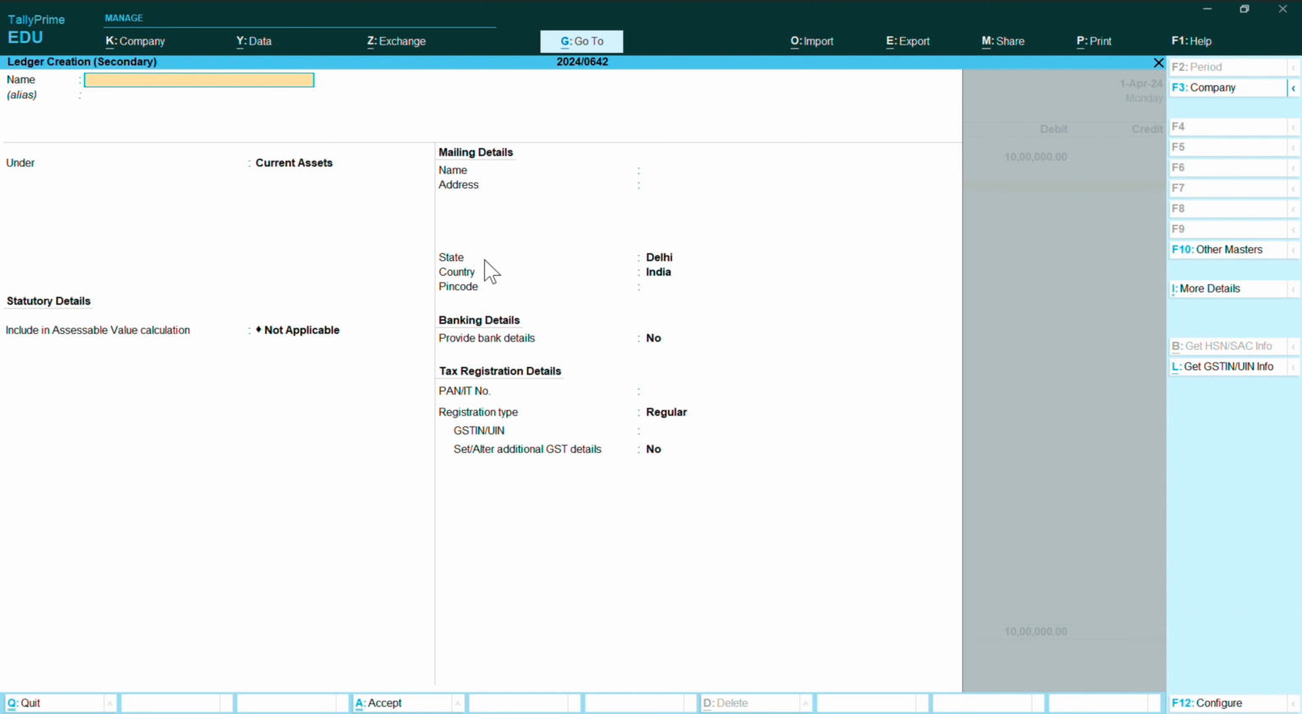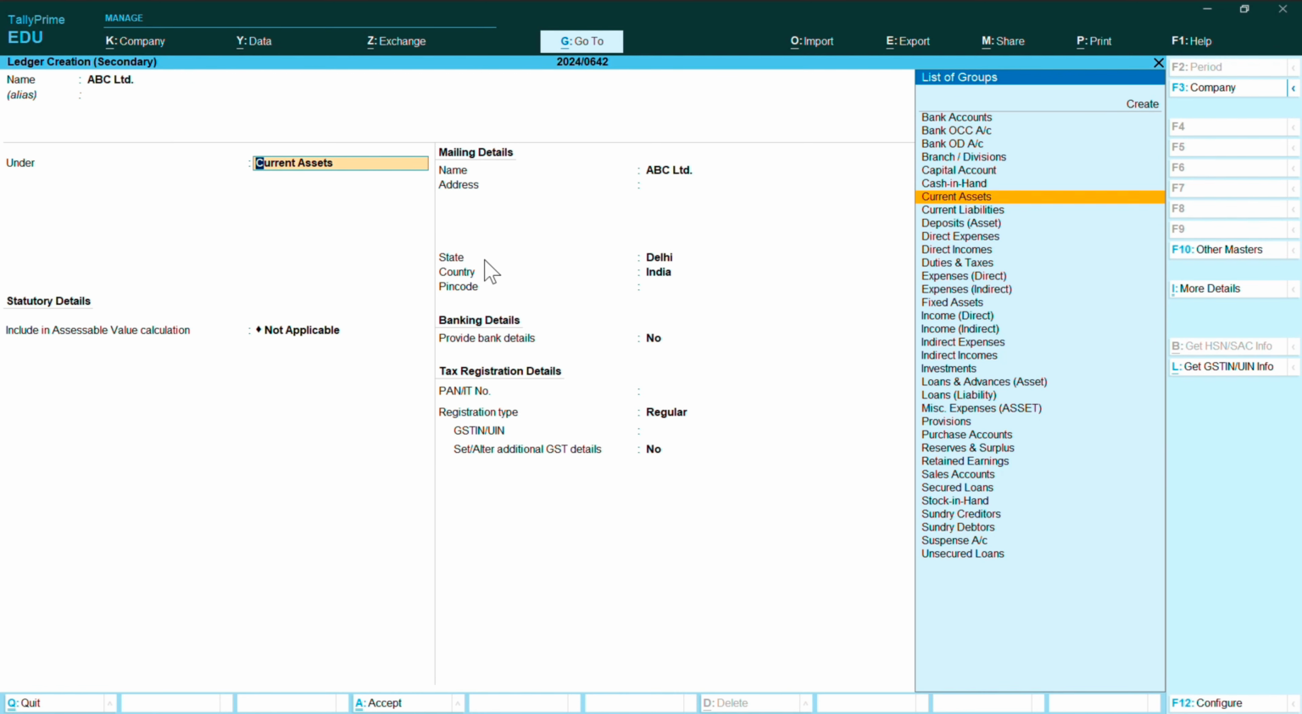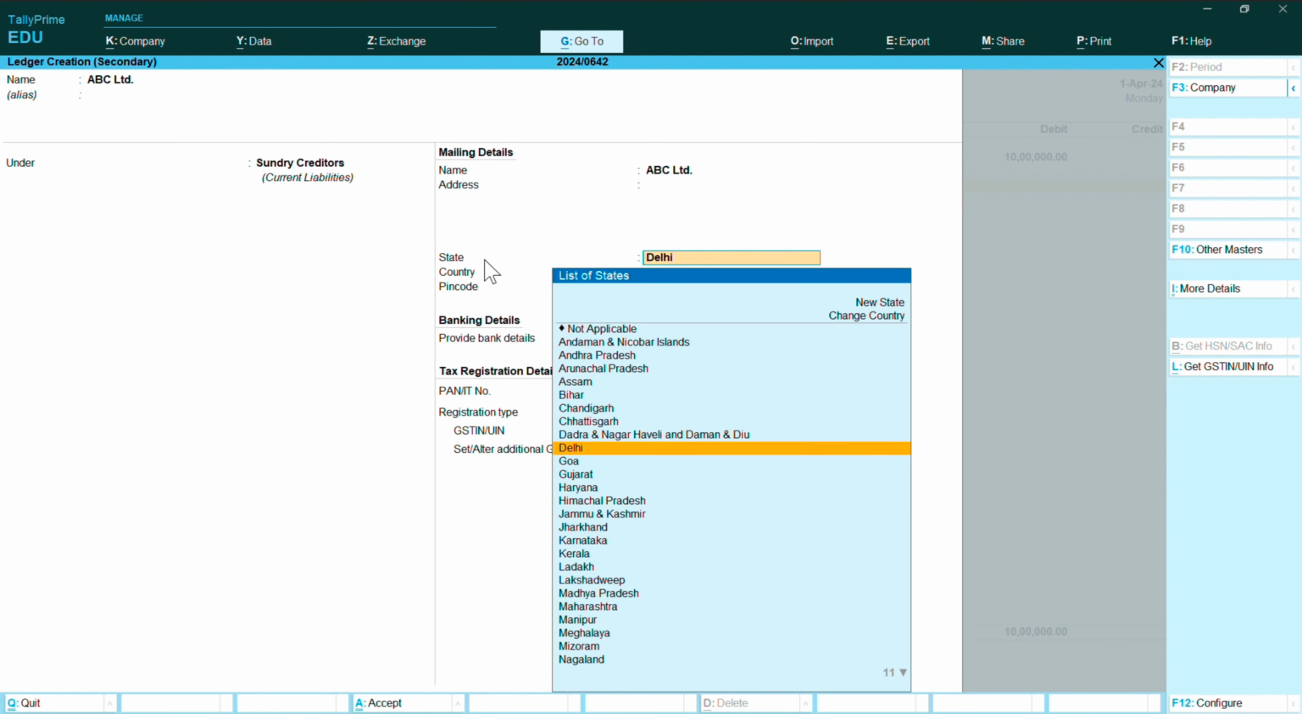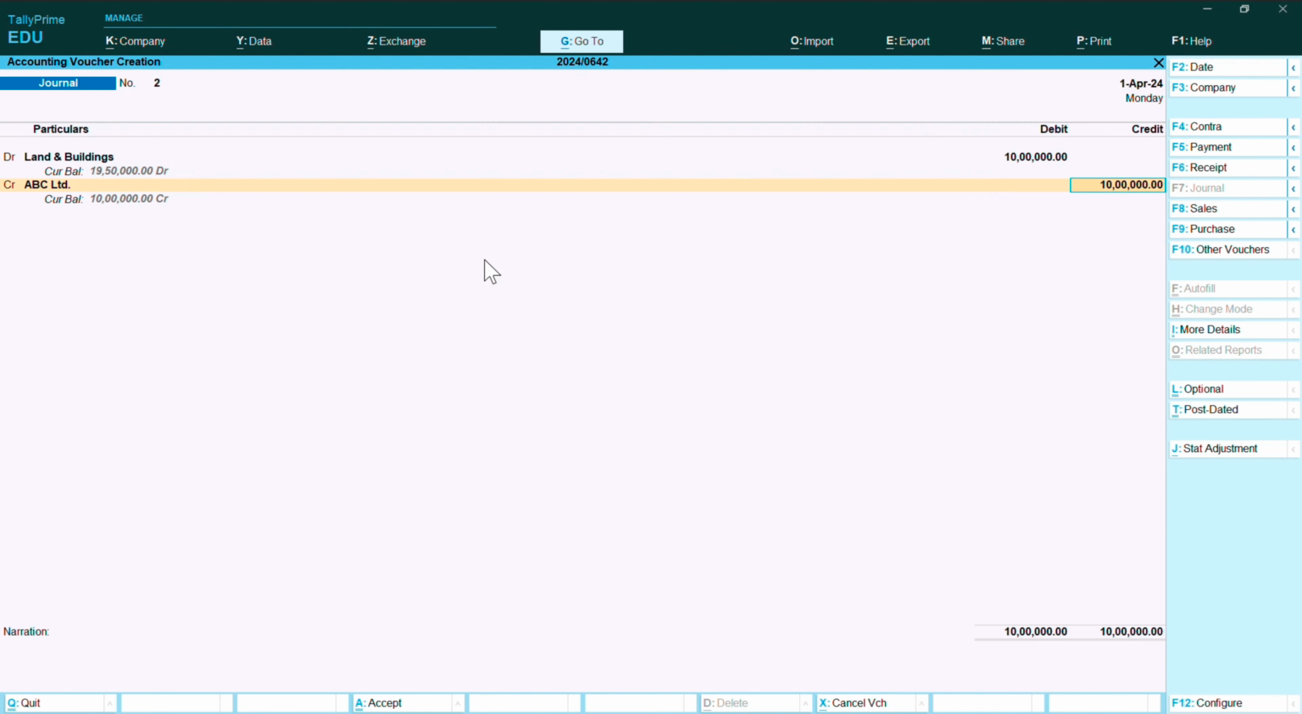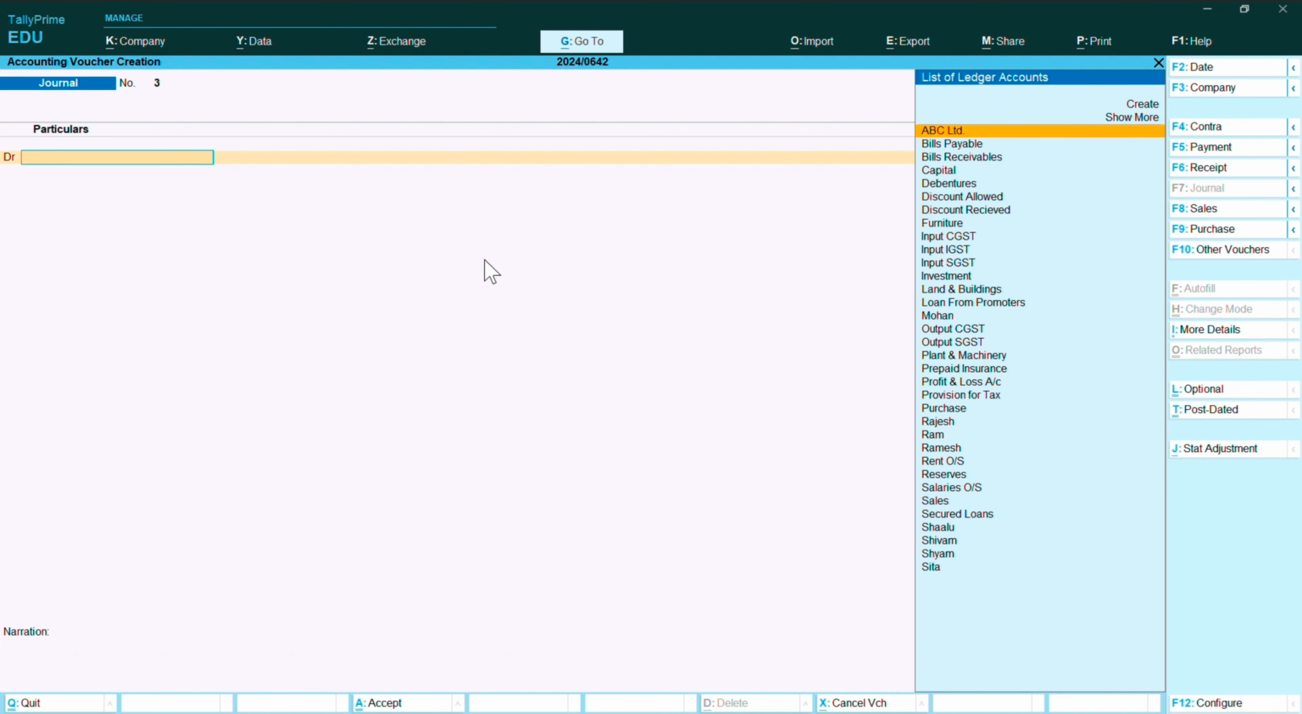First, payment voucher, receipt voucher, and general voucher. Let's see how. But first, we need to create the ABC Ltd ledger. The first entry will be recorded in the general voucher for the purchase. And we have taken a loan.